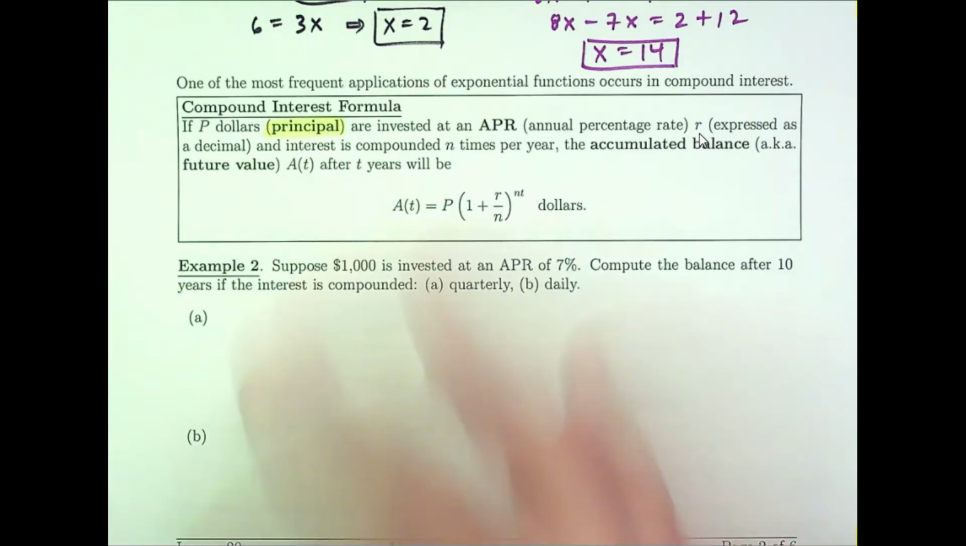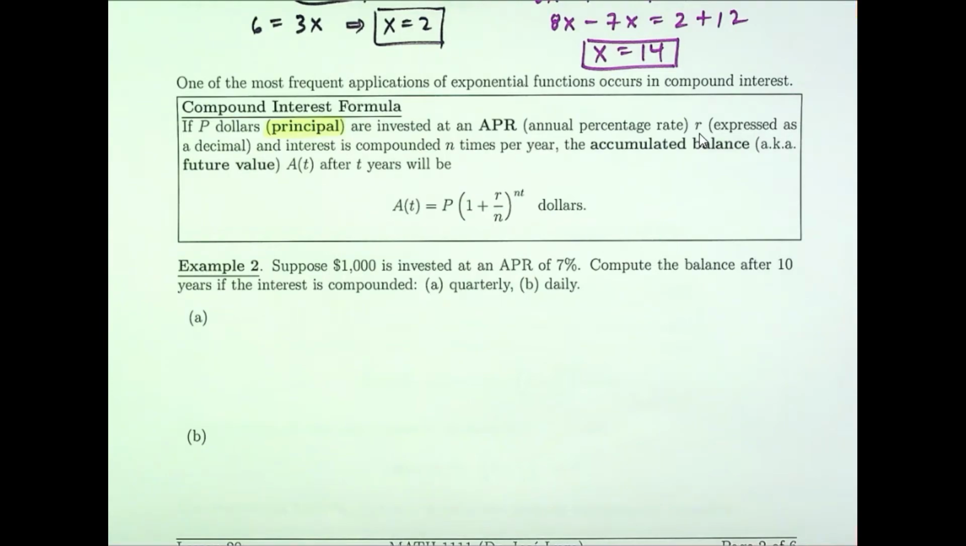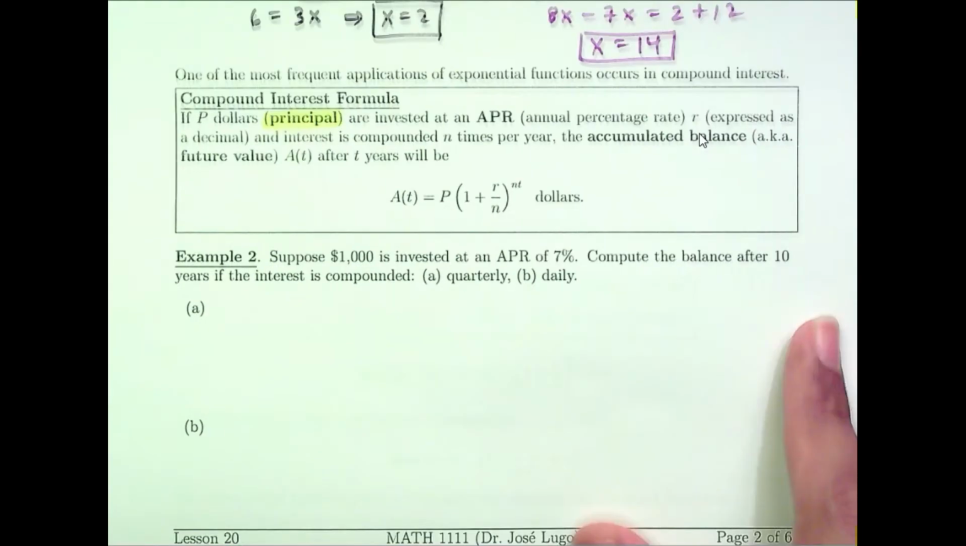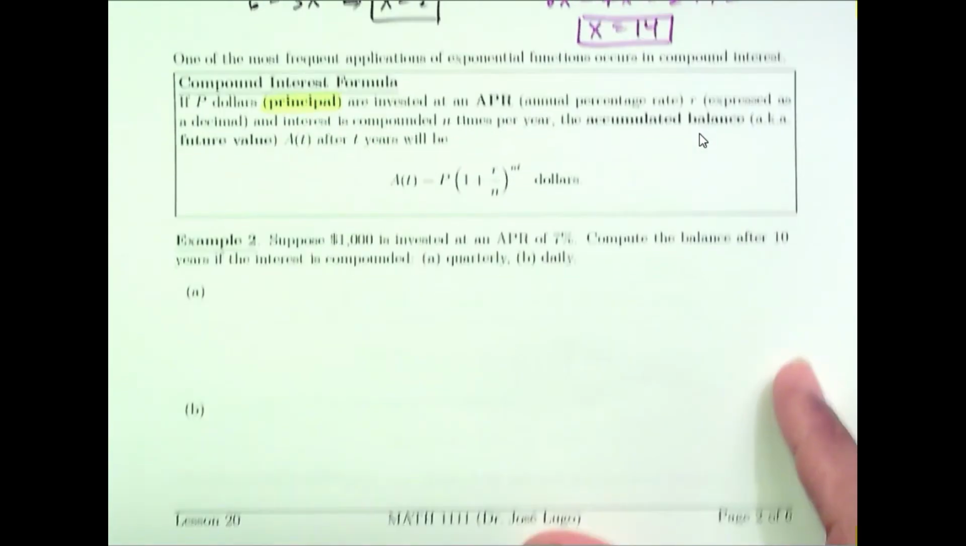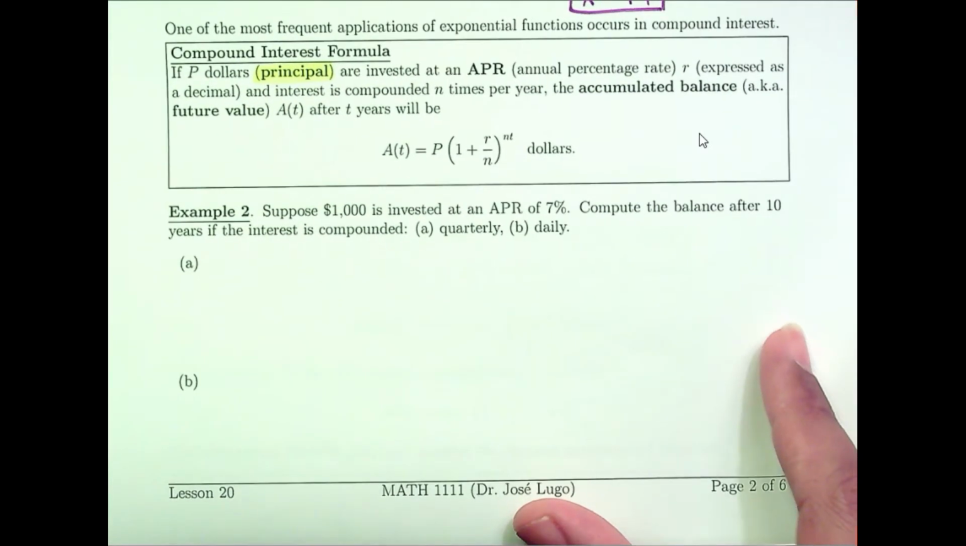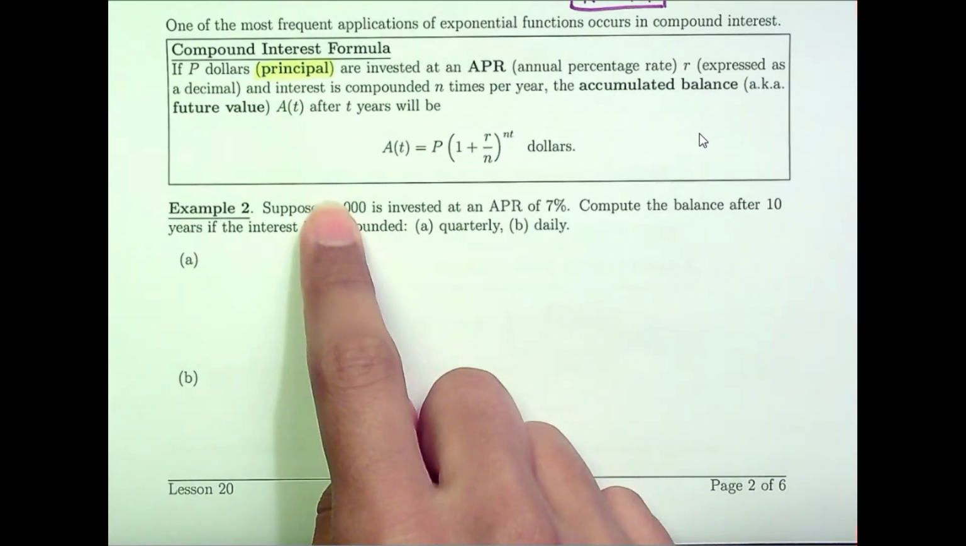Okay, so you plug in all those numbers, and then the output is going to be the amount of money you're going to have after T years. Alright, so that sounded more complicated than it is. It's actually pretty simple. So here's the first example.